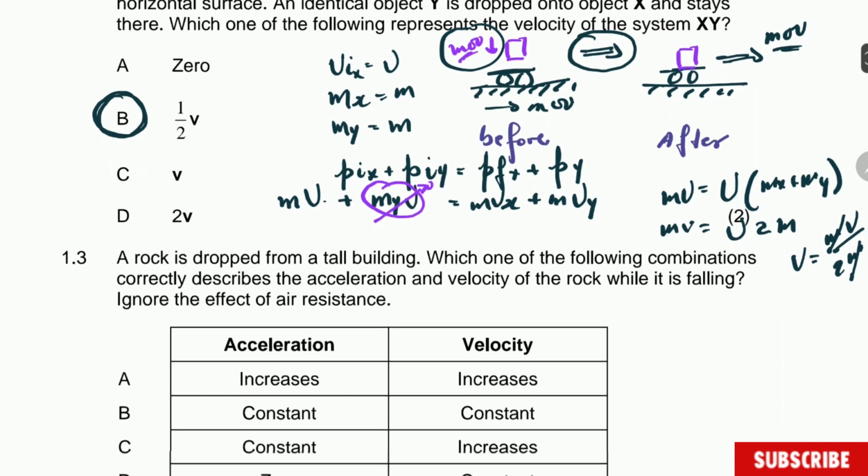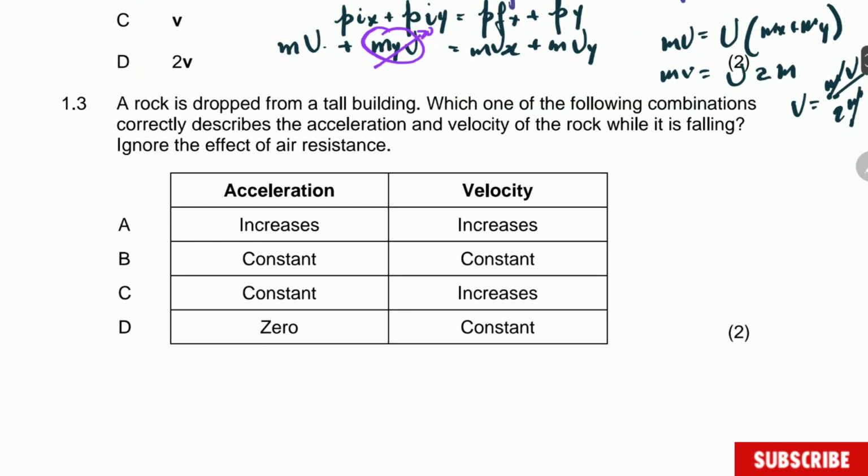Okay, let's go to question 1.3. A rock is dropped from a tall building. Which one of the following combinations correctly describes the acceleration and velocity of the rock while it is falling? Remember, acceleration is going to stay constant regardless of what is happening. Constant and down.